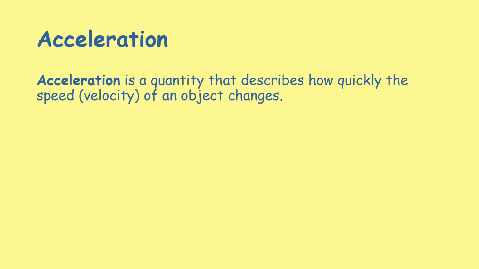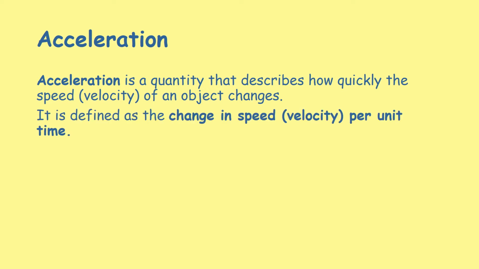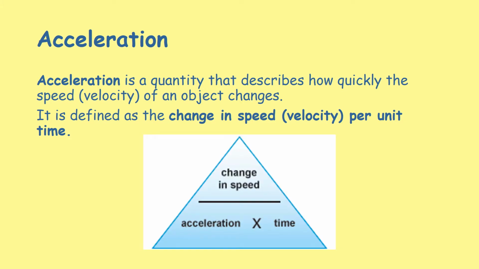Acceleration. Acceleration is a quantity that describes how quickly the speed or velocity of an object changes. It is defined as the change in speed or velocity per unit time. We can see a triangle representing this. We've got change in speed at the top, acceleration at the bottom left, and then time at the bottom right.